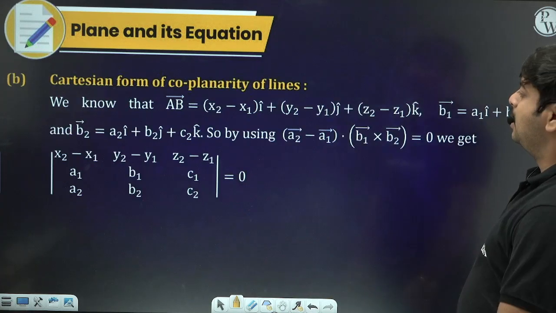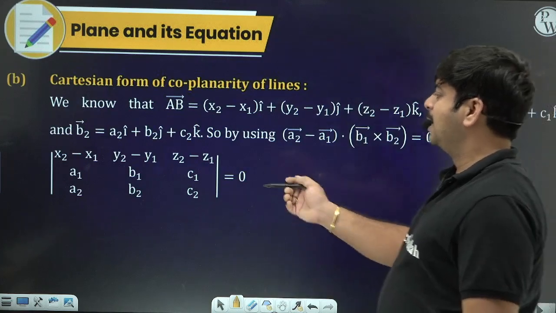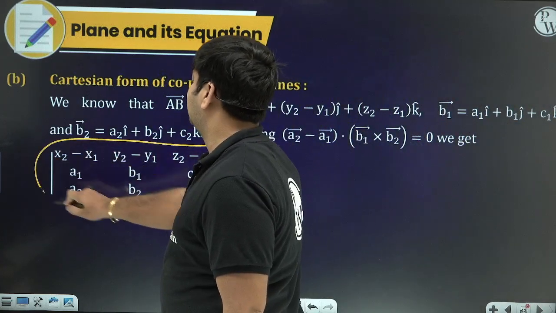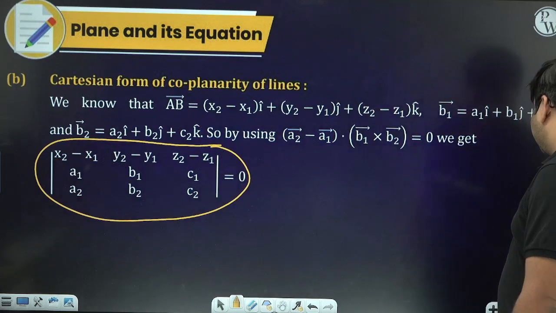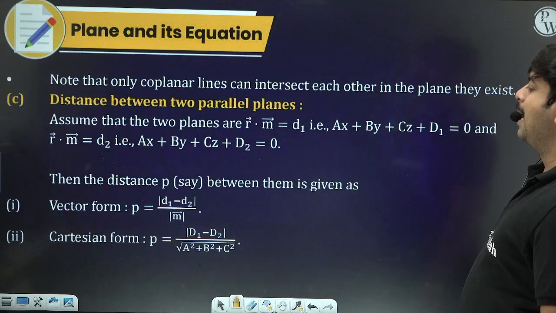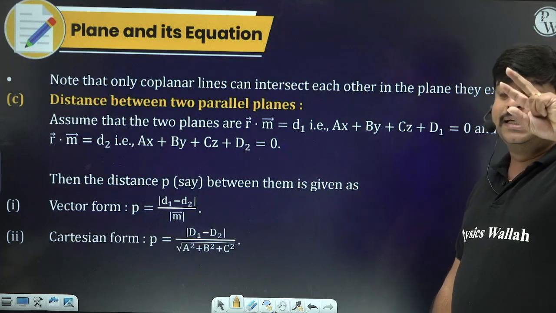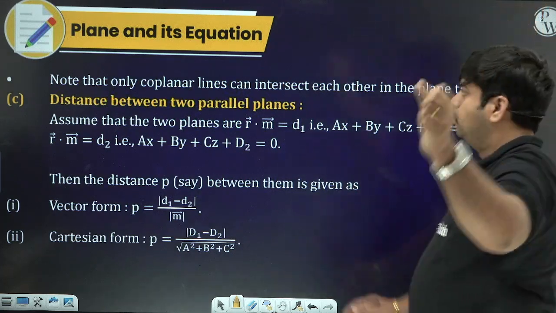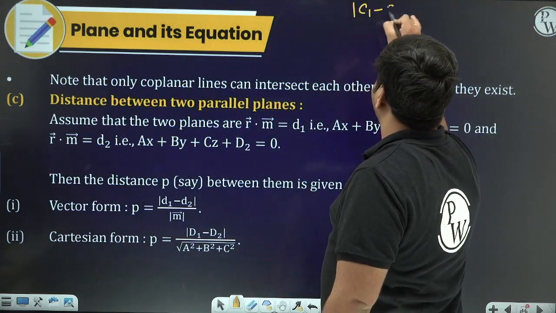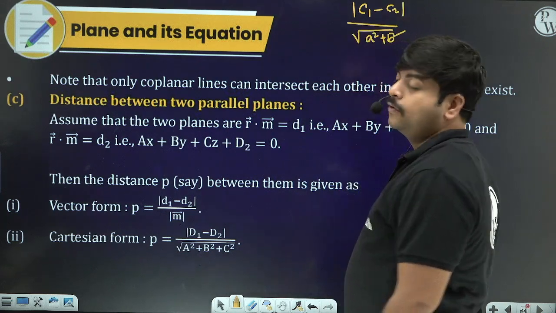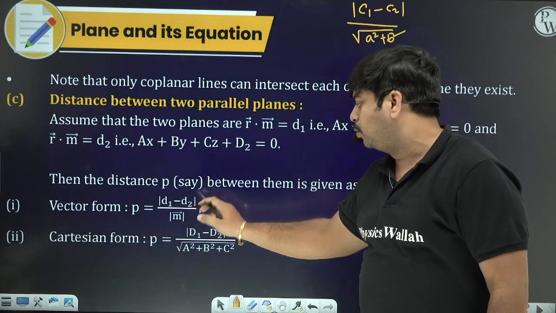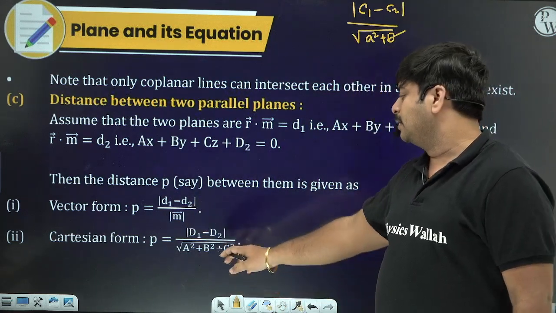Okay, so that is one thing. Next, Cartesian form of coplanarity. So the same thing in Cartesian format, we'll get this determinant, which should be equal to 0. Okay, then you can say the lines are coplanar. Distance between two parallel lines. So now, distance between two parallel lines in two-dimensional geometry, remember, c1 minus c2 by root a square plus b square. The same kind here, instead of c1 minus c2, we'll get d1 minus d2 by root a square plus b square plus c square.